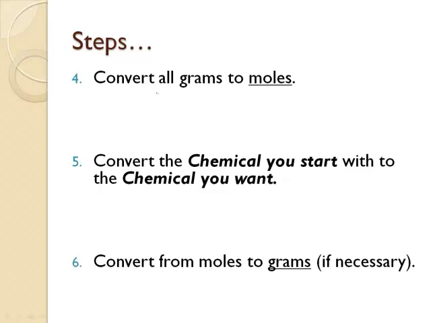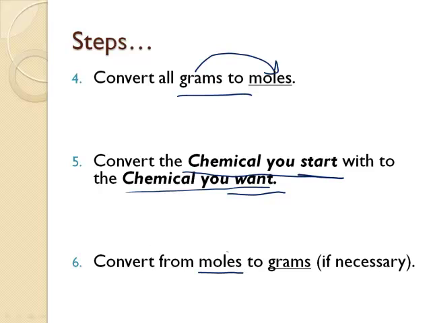There are 3 more steps we need to talk about first. Once you get all those amounts, usually you'll be given some gram amounts. You always want to convert those to moles, and we'll talk about how to do that. Step 5 is convert the chemical you start with to the chemical you want to end up with. From there, you can then convert, usually back from moles to grams.